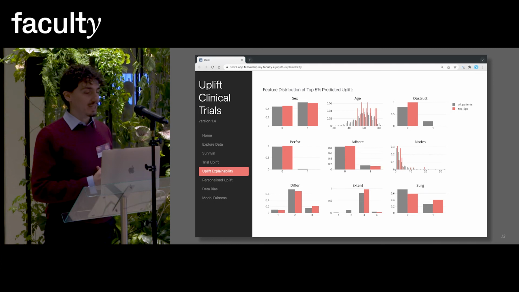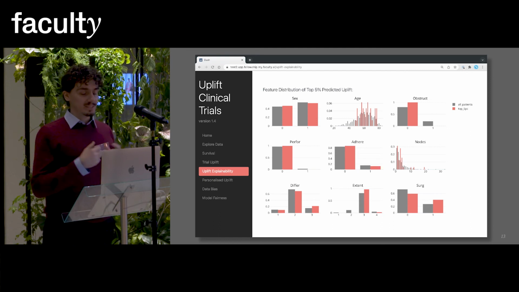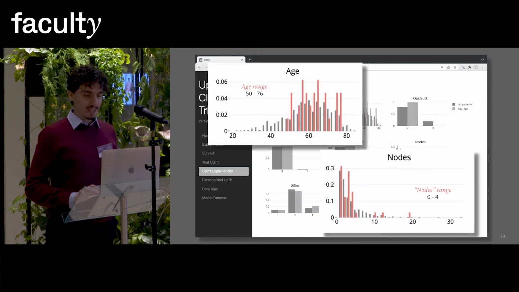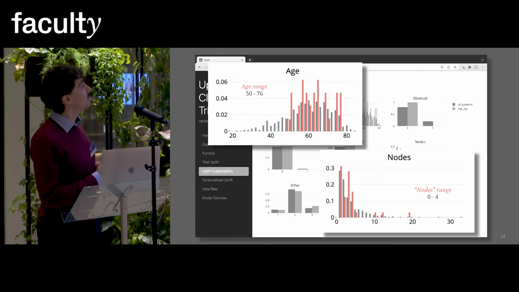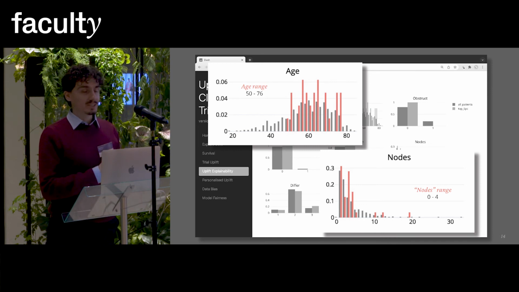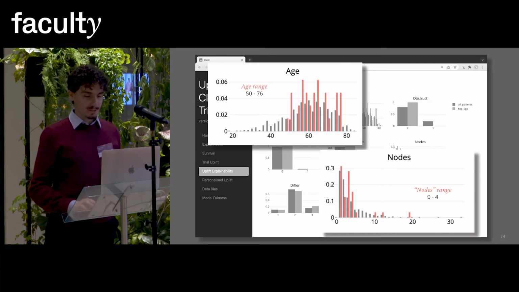To do this, I applied several explainability methods to my model. For example, here I extracted the typical profile of patients that get assigned the highest probability to benefit from this drug. Here you can see two of them, and we can see that these patients fall in a specific age range and have a small number of lymph nodes where the cancer was detected, as you can see here from the graph called nodes.